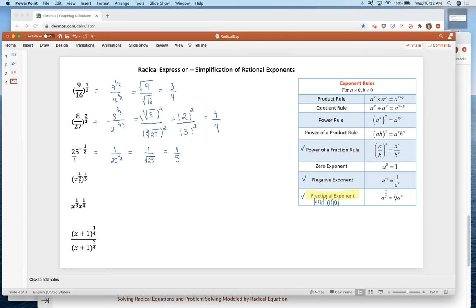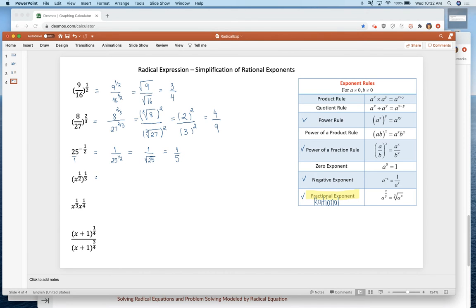Okay, let's apply another rule. This rule is the power rule. So I have x, that's my base, to a power of 1/2, and this whole thing goes to the power of 1/3. So it's the power rule. When I have a power rule, what do I do with the exponents? I multiply the exponents.